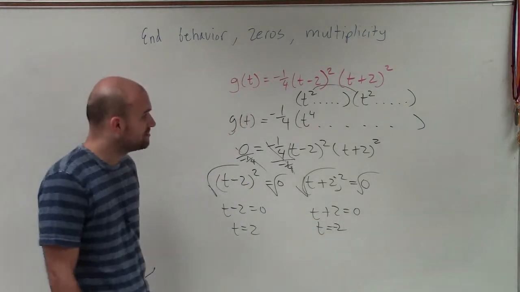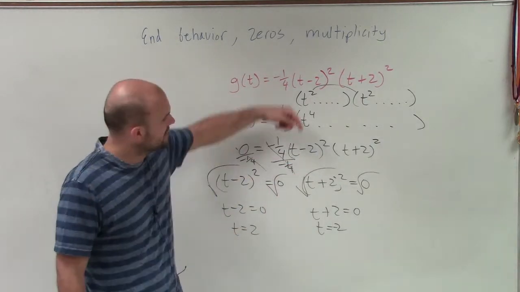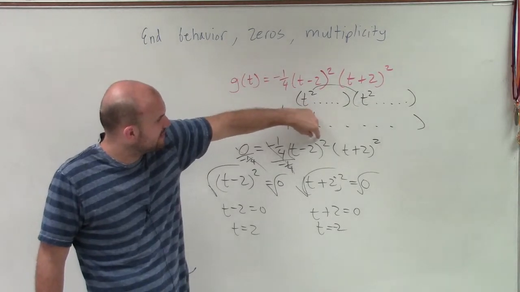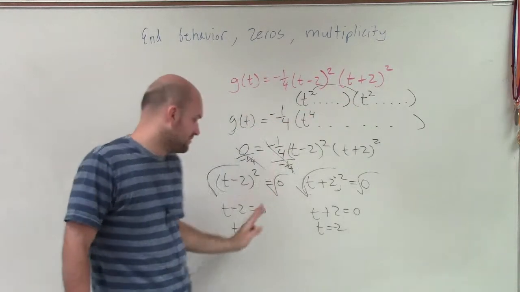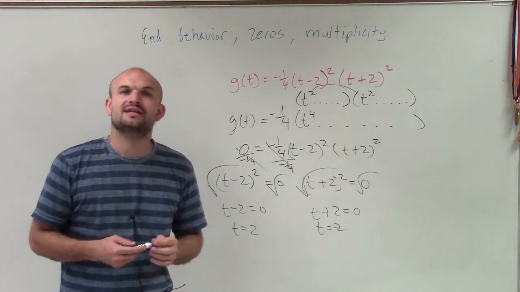Now, when looking at the multiplicity, we need to go back to the factors and look at the degree of our factors. Here you can see that both of these factors have an exponent of 2. So therefore, the multiplicity of both of these zeros is going to be an even multiplicity of 2.